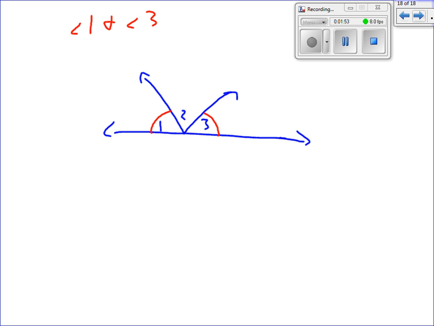What's missing? This part in the middle, angle 2. With angle 2, now they're supplementary. So angle 1 plus angle 2 plus angle 3 together equals 180 degrees. So that's a really easy way, when angles are adjacent, to determine if they form a straight line or not.